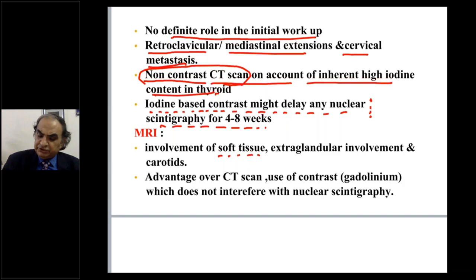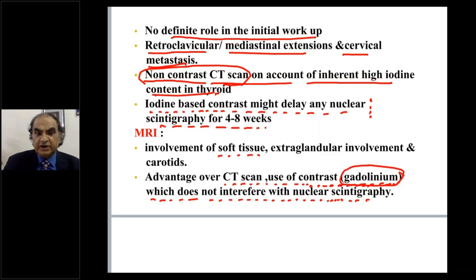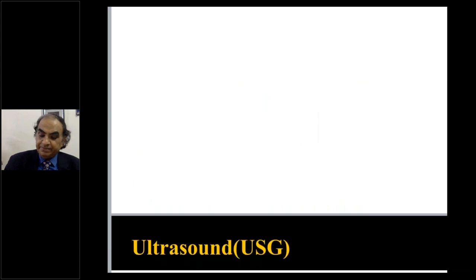The advantage over CT scan is that you can use a contrast, which you cannot use in CT because you cannot use the iodinated contrast easily. As I mentioned, it will stay and it'll be an artifact. It'll affect your other diagnostic scanning methods. But in MRI, you can use the gadolinium, so you have a possibility that you can use a contrast. And contrast, as you would understand, would help you make out the whole gland much better.